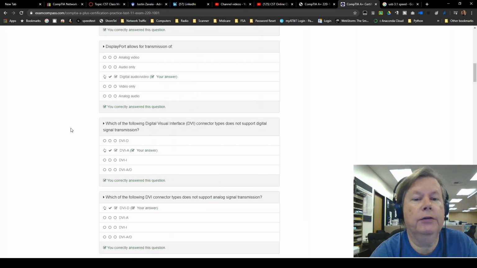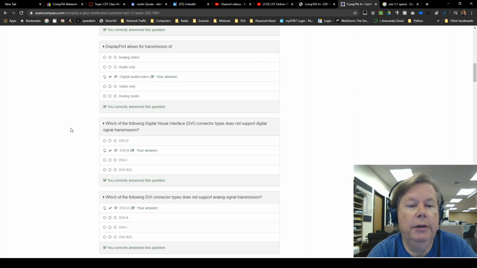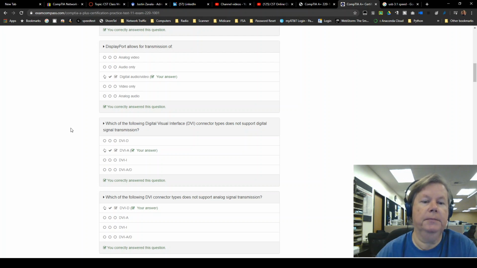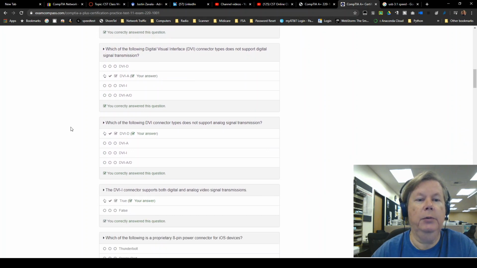DisplayPort allows for transmission of, well, it is also like HDMI, digital video and audio, and we would have got that. I believe we answered that. We would have got that correct.